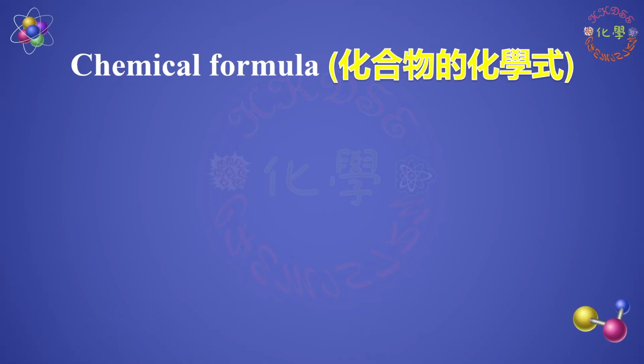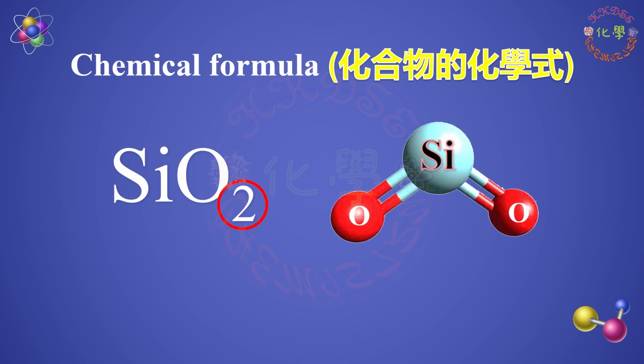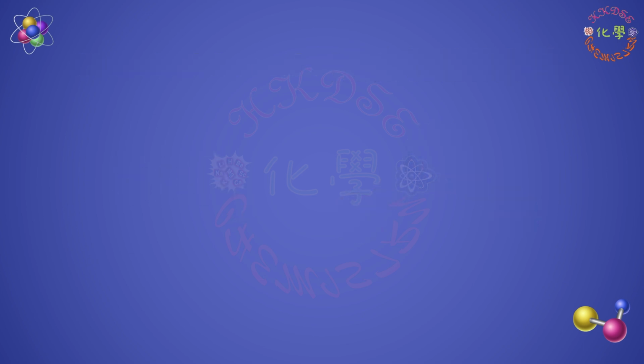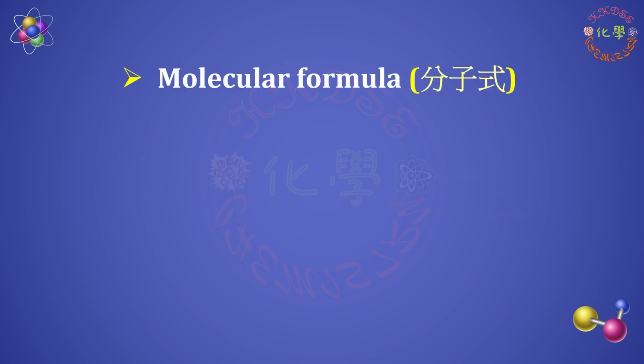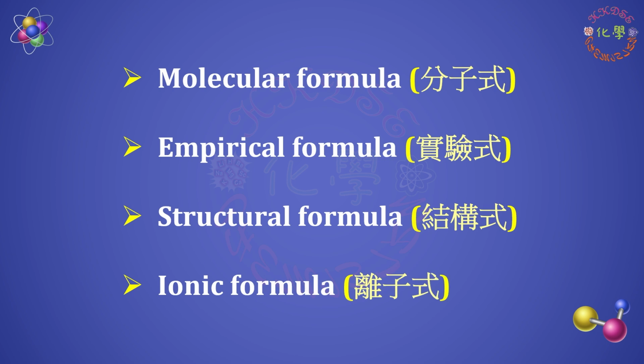A chemical formula is a way of presenting information about the chemical proportions of atoms that constitute a particular chemical compound or molecule, using chemical element symbols and numbers, for example, silicon dioxide. Some examples of molecular, empirical, structural and ionic formulae of two substances are given.